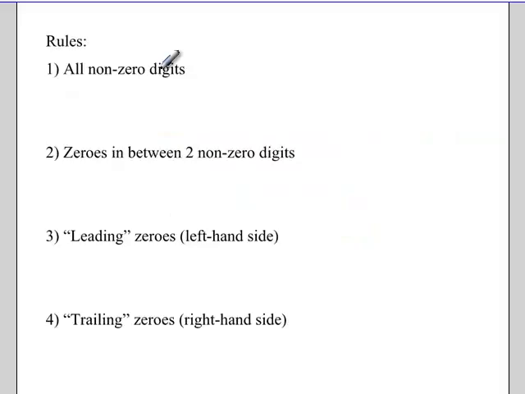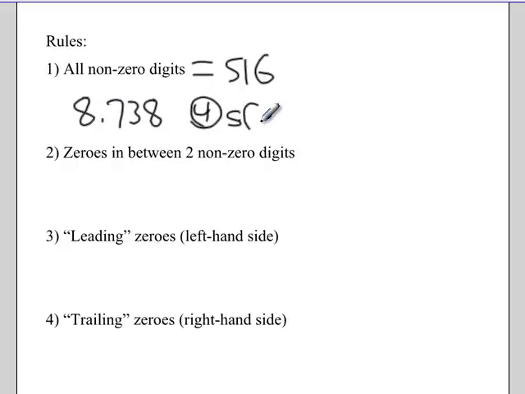So the rule starts with anything that's not a zero is always significant. It's always meaningful. So the number 8.738, everything is non-zero, so this has 4 sig figs. The only thing that gives us trouble are zeros.